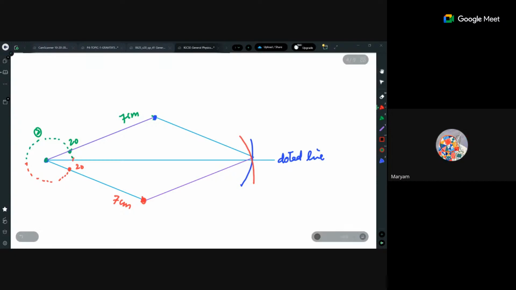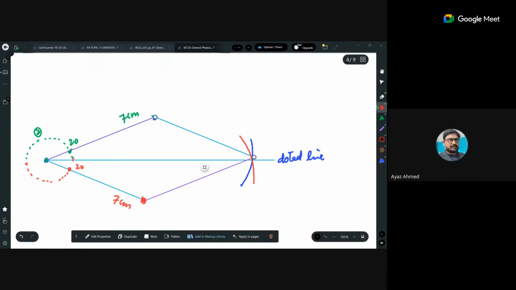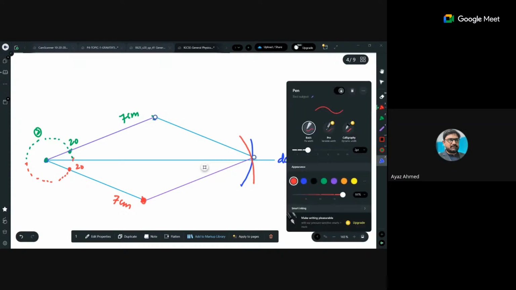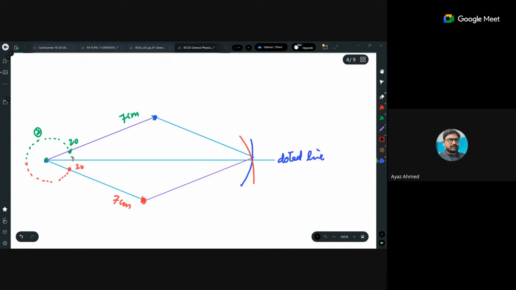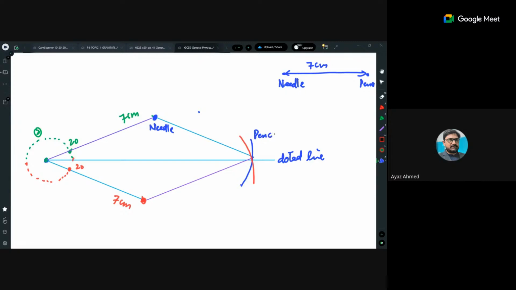Where do you place the compass again? I mean on alternate arrows. Where did I place it first? I just open the compass 7 centimeter. You have to open the compass 7 centimeter like this. This is its needle and this is its pencil. So the distance between these two must be 7 centimeter. Put the needle here and draw an arc with the help of the pencil, the blue one.